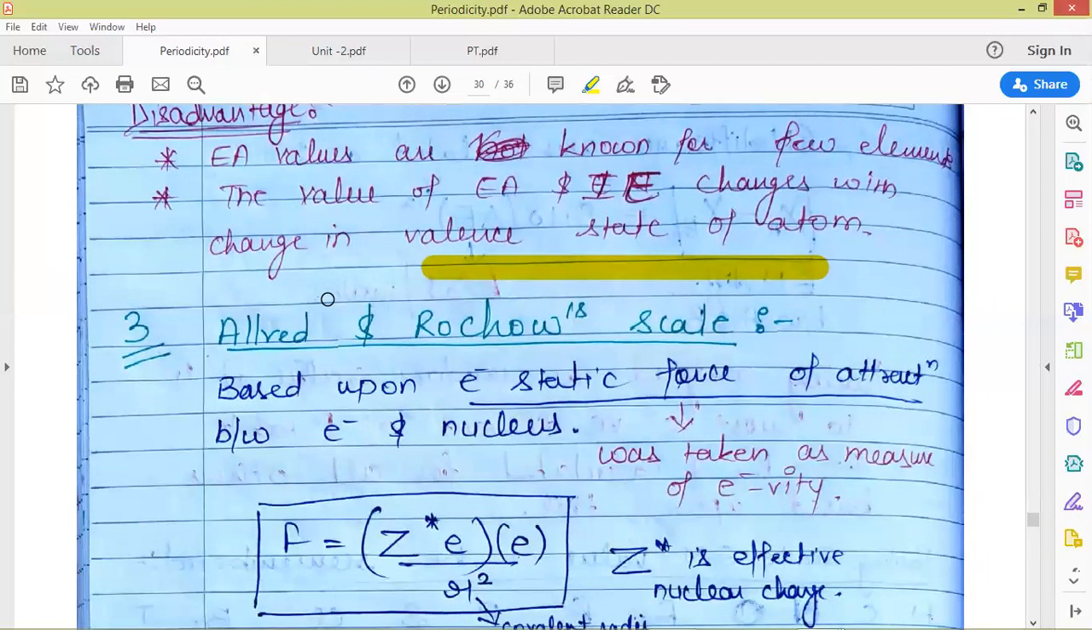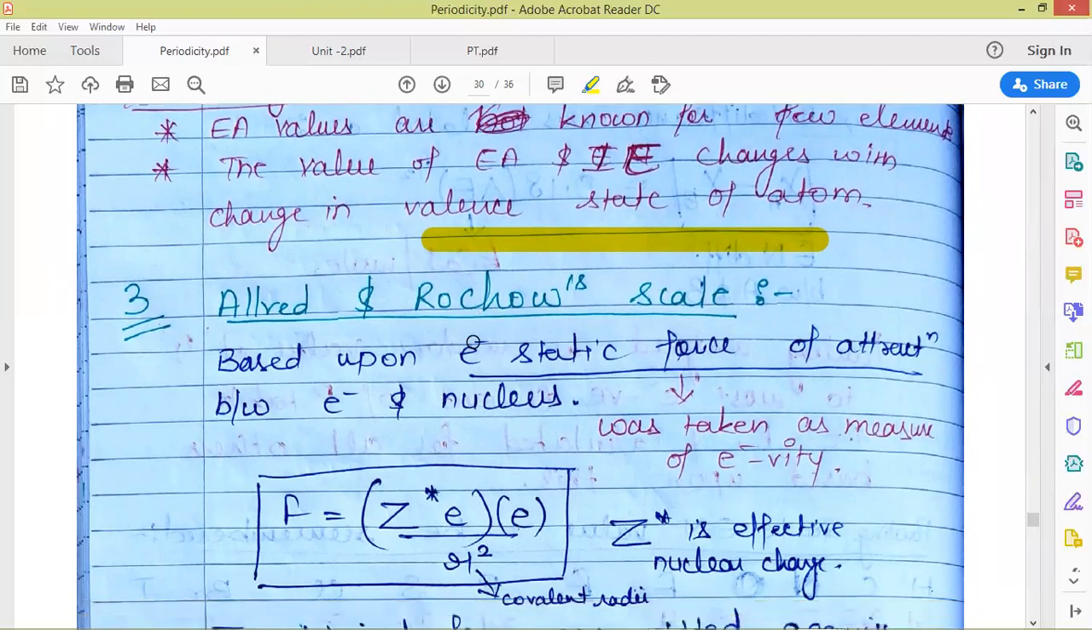Next concept was given by Allred and Rochow. Out of all these scales, we will be discussing around 5 scales given for the measurement of electronegativity. The most acceptable so far is the Pauling scale, for which we have already memorized the values of some common elements which are important from the point of view of competitive exams. For the rest, you will have to memorize the method and the formula for all the methods, that is, based upon what formula and what basis the electronegativity scales were given by these personalities.